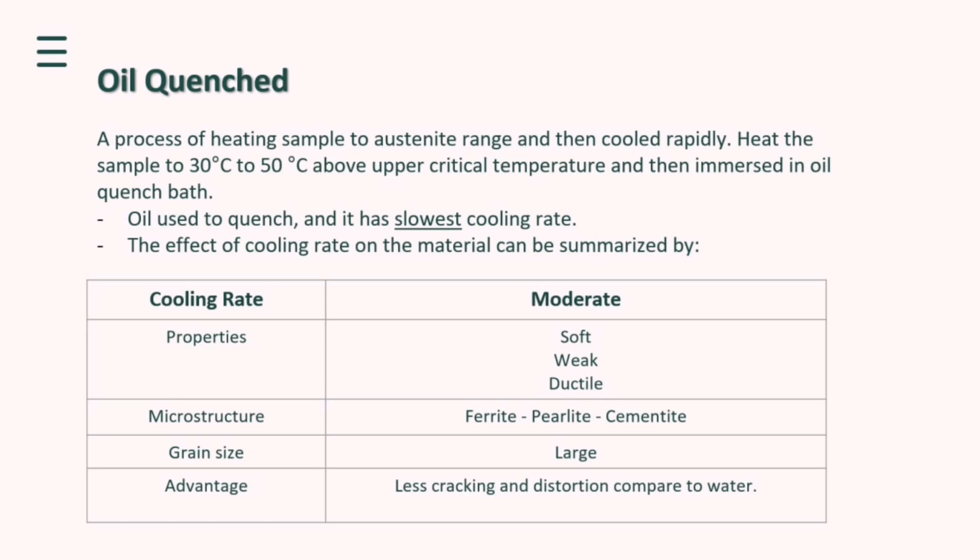The properties: it will be soft, weak and ductile. Microstructure should be ferrite, pearlite or cementite. Grain size should be large. The advantage is less cracking and distortion compared to water.